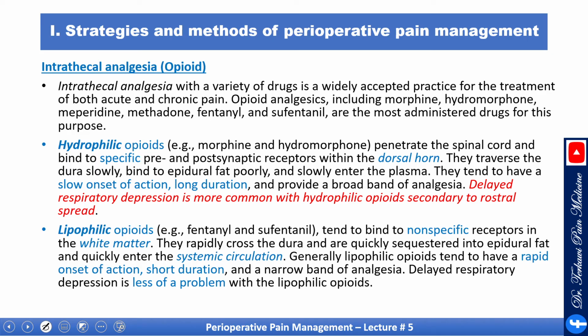On the other hand, lipophilic opioids tend to bind to nonspecific receptors in the white matter. They rapidly cross the dura, quickly sequester in the epidural fat, and quickly enter the systemic circulation. Generally, lipophilic opioids tend to have a rapid onset of action, short duration, and a narrow band of analgesia. Delayed respiratory depression is less of a problem with lipophilic opioids.